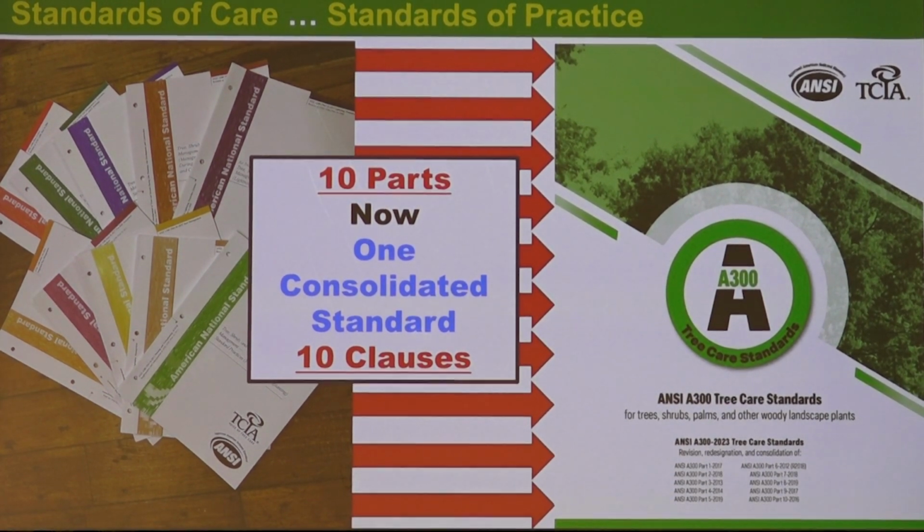Part 1 was pruning, awesome. Part 2 was soils, awesome. And now they're actually clauses. As people, we have to change things. I just worry about it is just call it the pruning standard. Don't worry about calling it clause 5, because actually all the parts you add 4 to them, and that's what they are now. So pruning used to be part 1. It's now clause 5 in our consolidated standard.